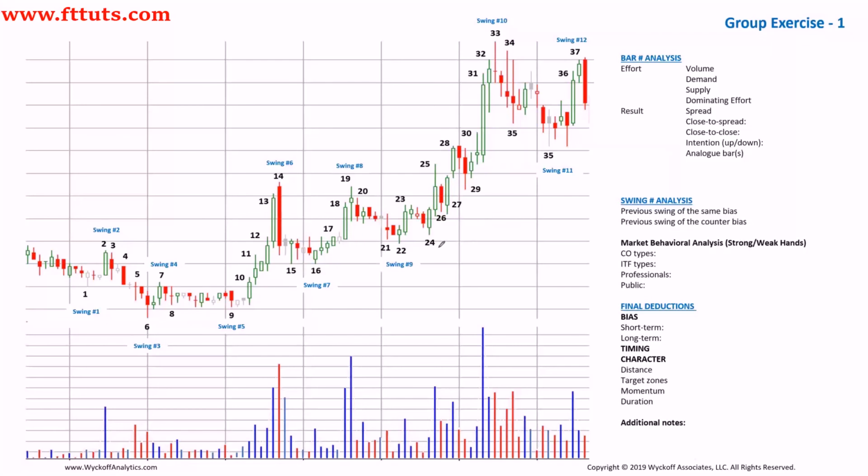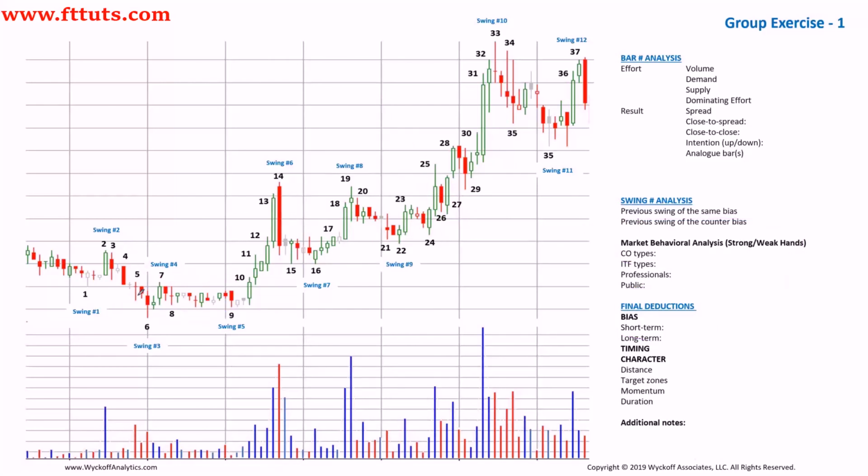Maybe as a point of reference, let's do everything until point number 25, and that would be fair. I don't want to overwhelm you. But I want you to analyze all of these bars, all of these swings. I want you to think about the market behavioral analysis. I want you to finally deduce, at bar number 9, what is happening that concludes this environment and suggests that we're going to go up. I want to hear your reasoning. I want to understand how your mind thinks on this.